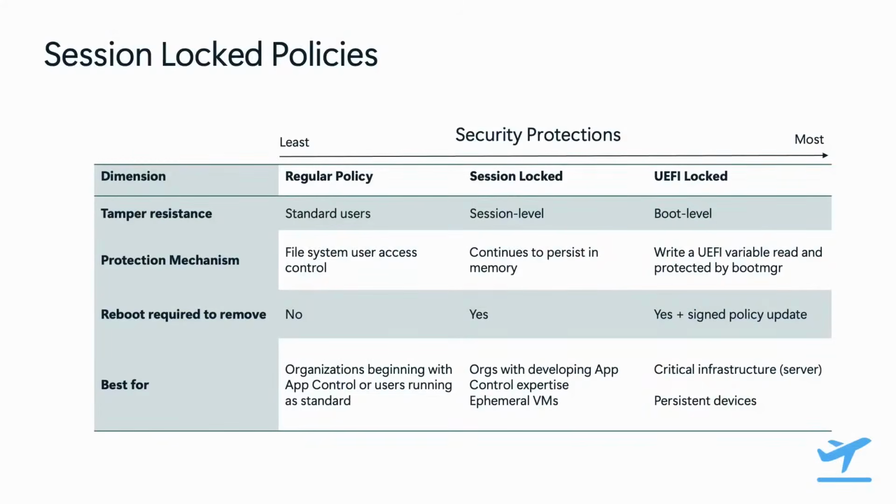When customers adopt app control, one of the most common questions we hear is, how durable is enforcement, and what happens if someone tries to remove or bypass a policy? This table shows 3 enforcement models ordered from most flexible to most protected.